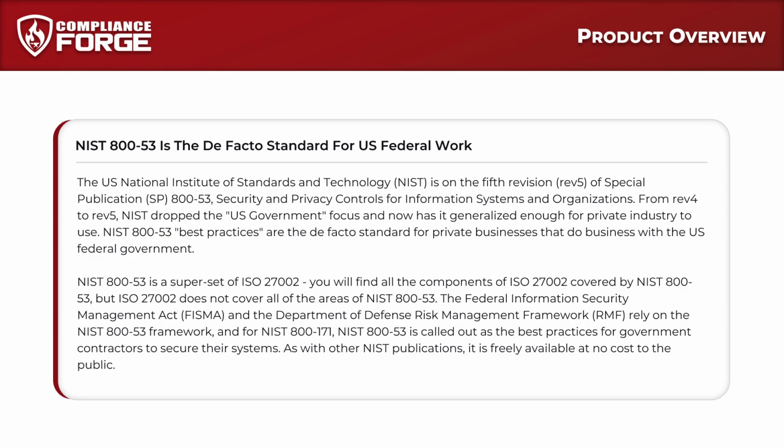Some context on why NIST 800-53 matters. NIST is on the 5th revision of Special Publication 800-53, Security and Privacy Controls for Information Systems and Organizations. From Revision 4 to Revision 5, NIST dropped the U.S. government focus and now has it generalized enough for private industry to use. NIST 800-53 best practices are the de facto standard for private businesses that do business with the U.S. federal government. One thing to keep in mind is that NIST 800-53 is a superset of ISO 27002. You will find all the components of ISO 27002 covered by NIST 800-53, but not the other way around.